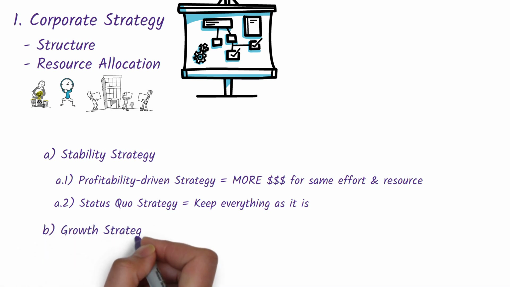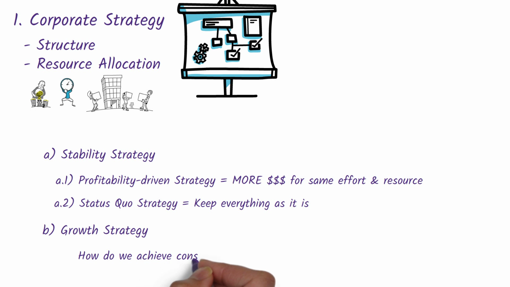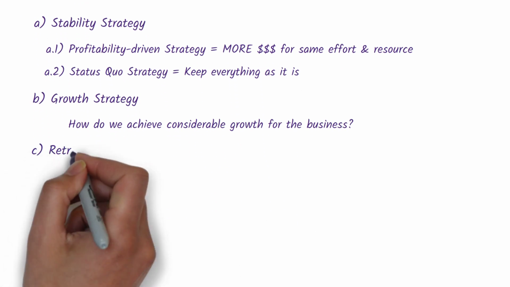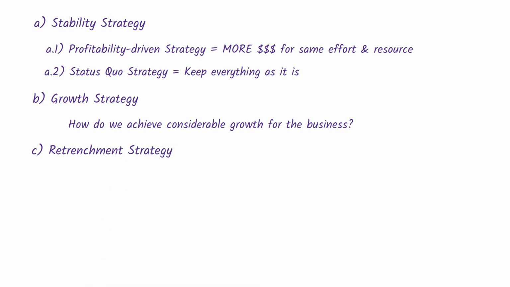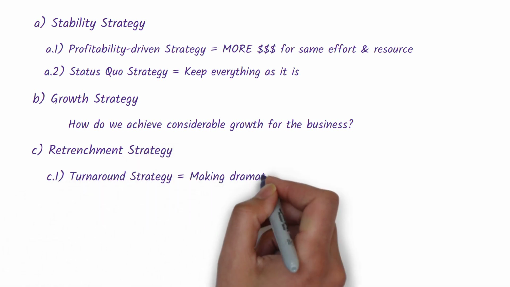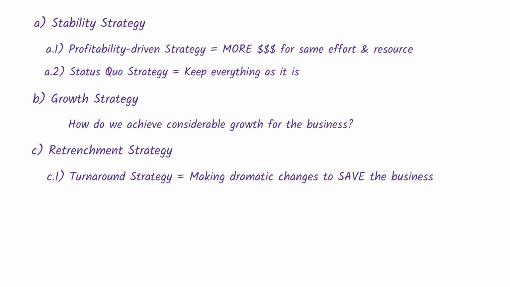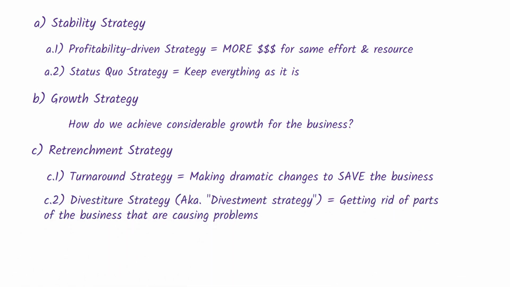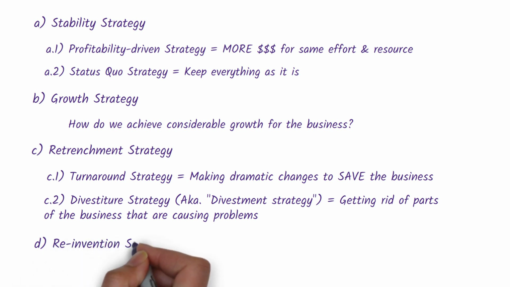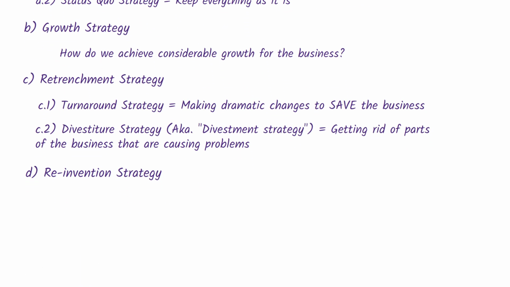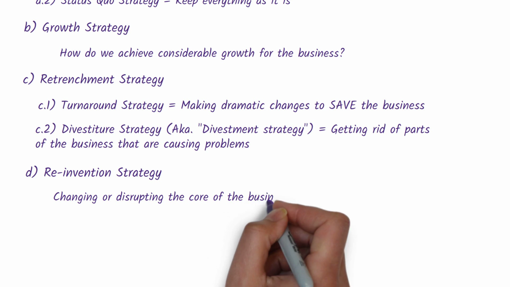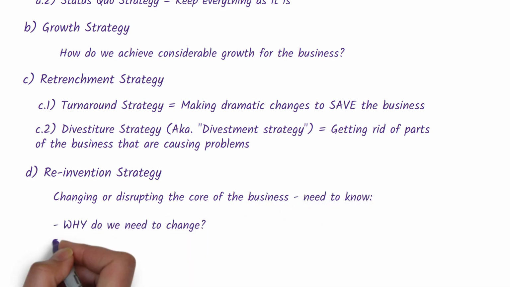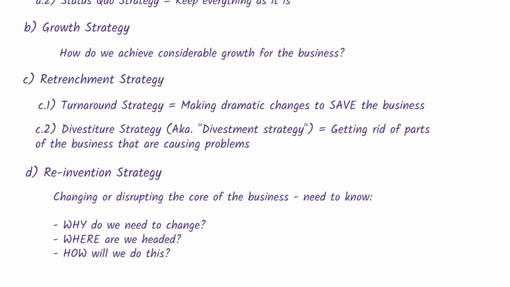A growth strategy, no surprises here, these strategies focus on achieving considerable growth for the business. A retrenchment strategy, these strategies are used when dramatic changes are required to turn around the business or to get rid of parts of the business that are causing problems or pulling it down. This is called divestiture. And a reinvention strategy. These strategies are usually employed by businesses that have not changed for decades. When we're talking about disruption of a business or an industry, we're talking about this type of strategy.